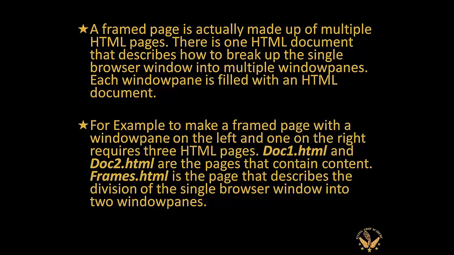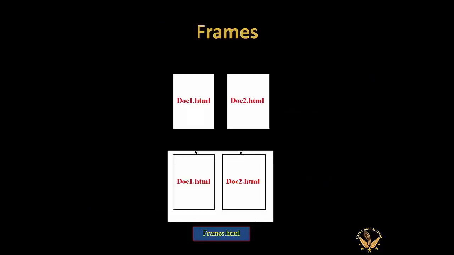A frame page is actually made up of multiple HTML pages. There is one HTML document that describes how to break up the single browser window into multiple window panes. Each window pane is filled with an HTML document. For example, to make a framed page with a window pane on the left and one on the right requires three HTML pages. For example, document.html and document2.html are the pages that contain the content, and frames.html describes the division of the single browser window into two window frames.